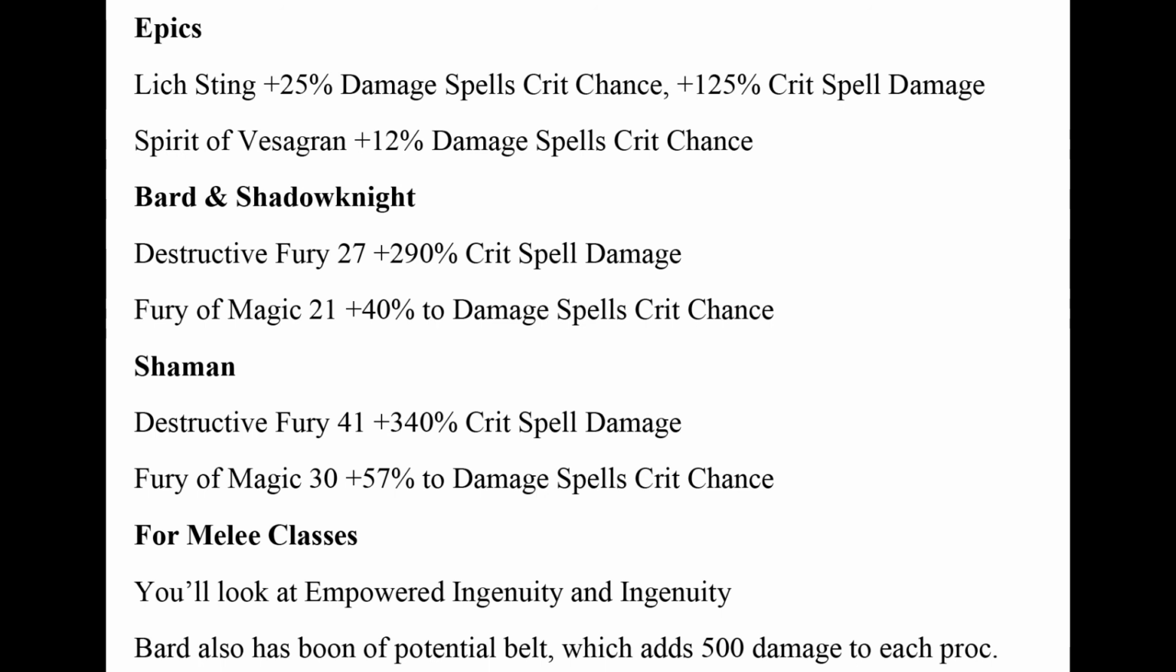I will talk to you later. I hope this has been somewhat informative into what's going on when you use these spells as a bard.